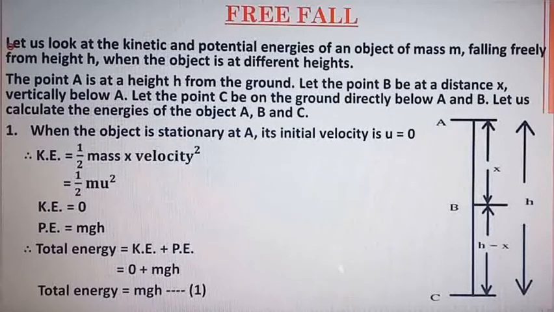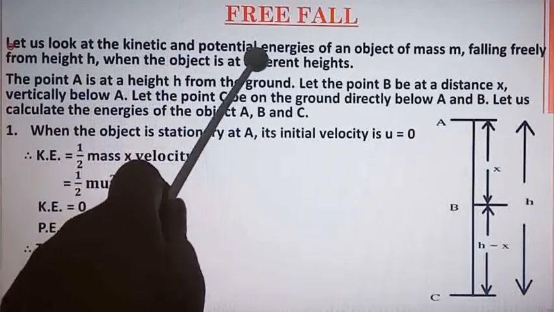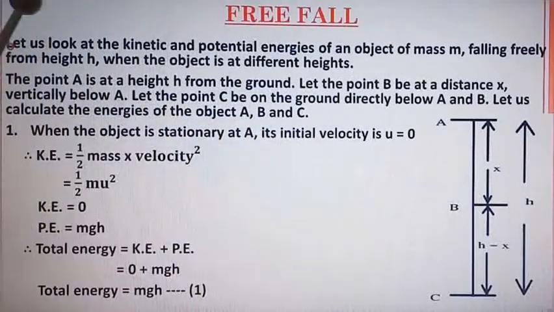So an object falling solely under the influence of gravitational force is said to be in free fall or to be falling freely. So here let us look at the kinetic and potential energies of an object of mass m falling freely from height h when the object is at different heights. We are taking an object and making that object fall freely.